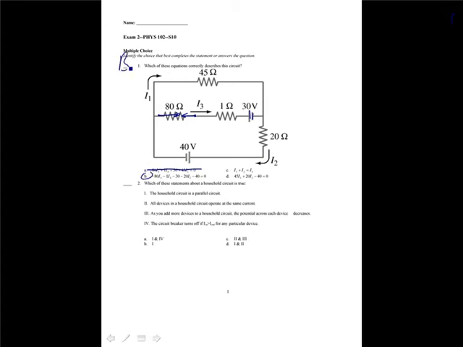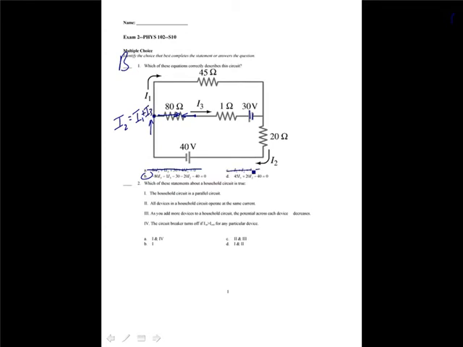Let's go ahead and look at the others though. This next one says I1 plus I2 is equal to I3. If we look here, the currents coming in are I2, and the currents going out are I1 plus I3. So that's what the junction rule should read, so that is not correct.